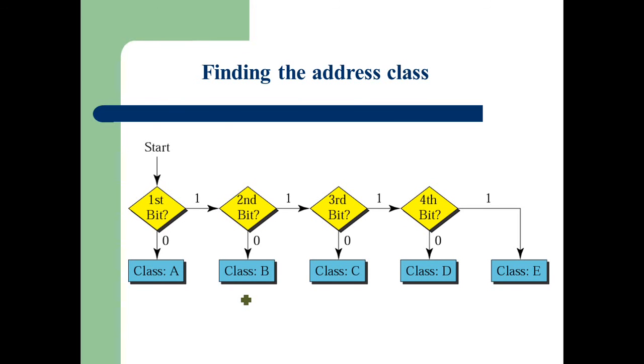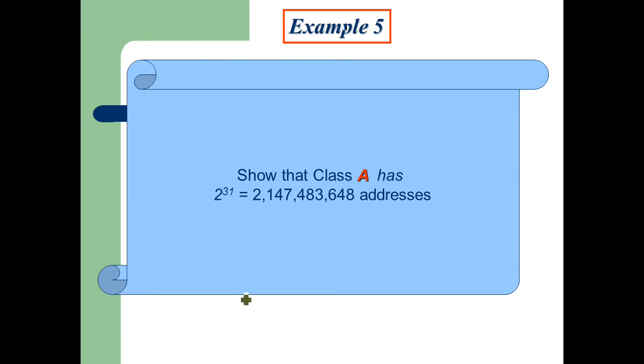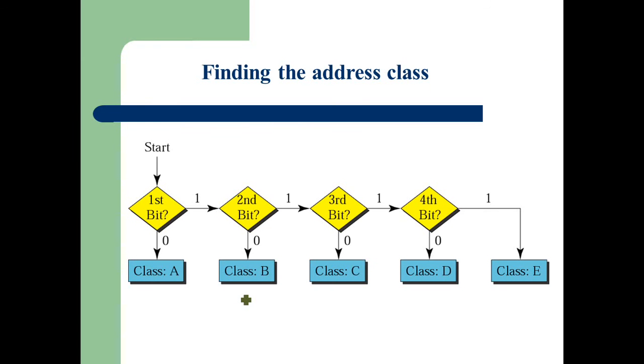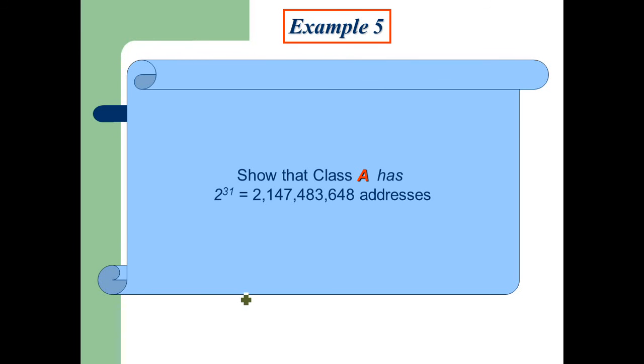Now the third bit, if it is 0, then it is class C. Like that, by identifying the first few bits, we can identify which class it belongs to. Now class A, B, C are used for commercial purposes. D and E are used for research and other activities. D is basically multicasting address, E is research activities.